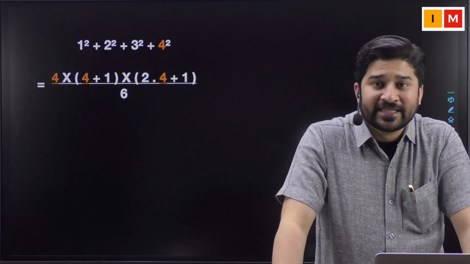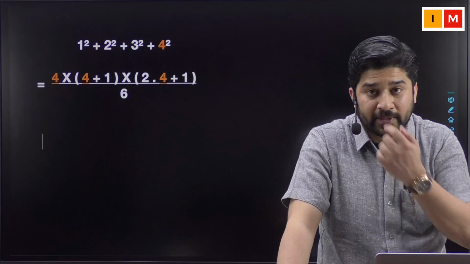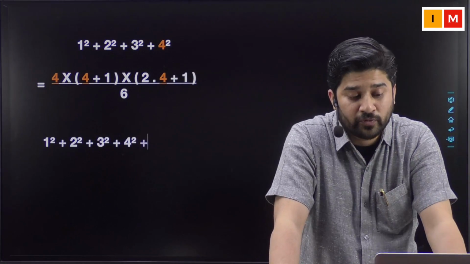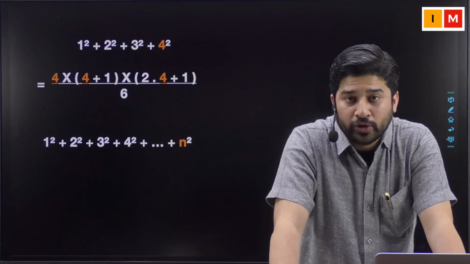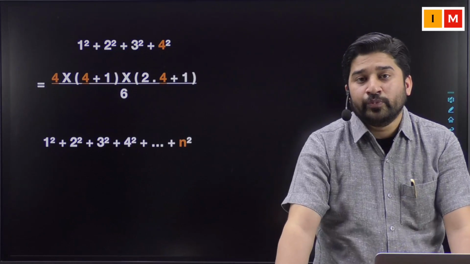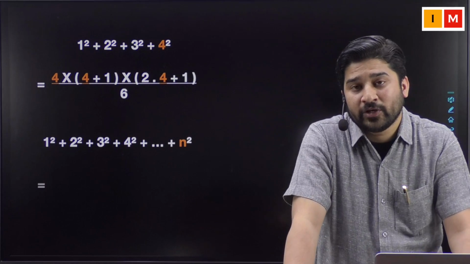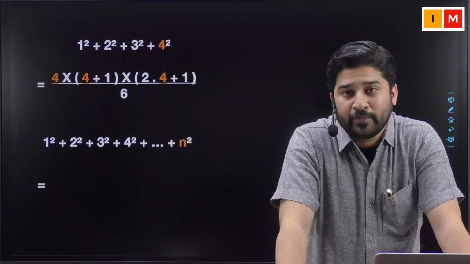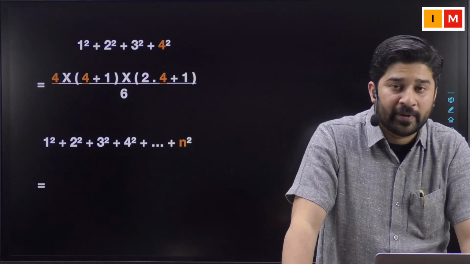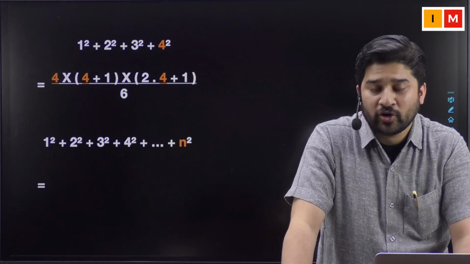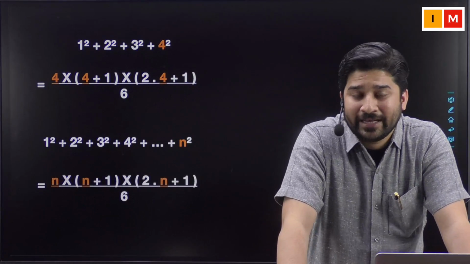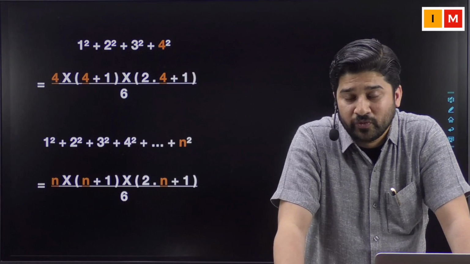Now inferring the same thing for 1 square plus 2 square plus 3 square plus 4 square up to n square, what you notice is that we would be able to build a rectangle whose length would be n into (n plus 1) by 2 and breadth would be 2 into n plus 1. Then one copy would give us n into (n plus 1) into (2n plus 1) by 6.